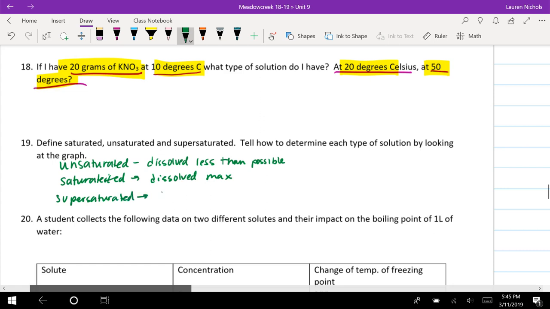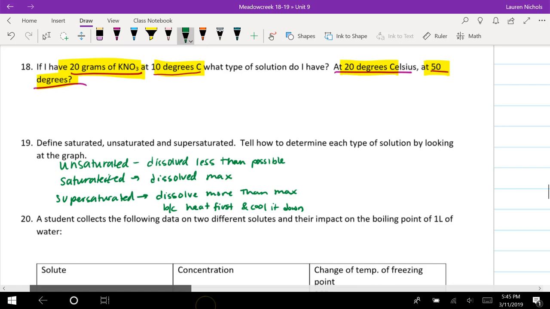It says, actually, I am able to dissolve more than the maximum. And I can dissolve more than the maximum because you heat it first, so that all of it will actually dissolve, and then you cool it down slowly, and that allows the crystals to stay dissolved and separated instead of coming back together and just sitting like sugar at the bottom of a coffee cup.